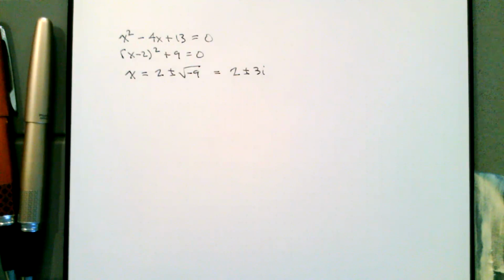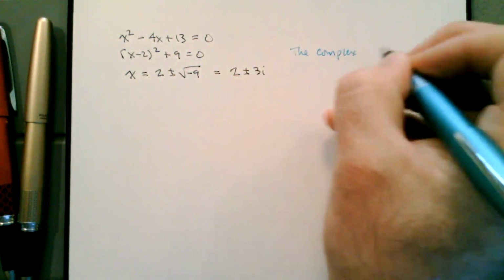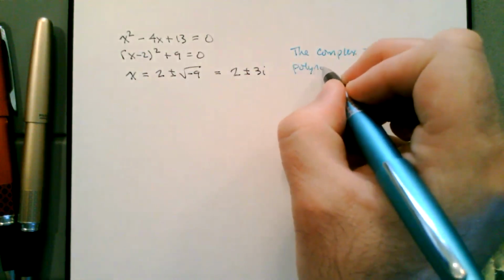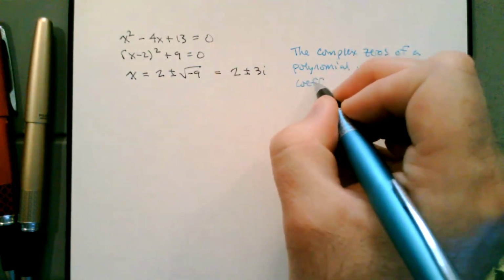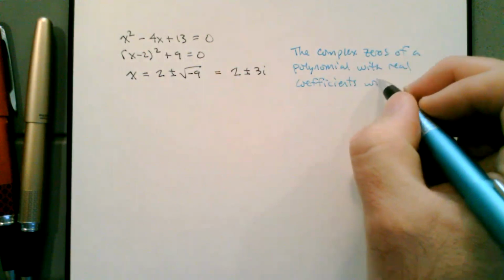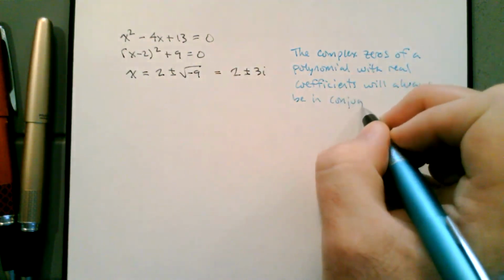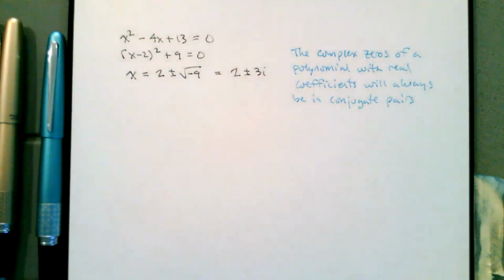Fun fact about quadratic functions: if there are complex zeros to a quadratic function, they will always be in conjugate pairs if the quadratic has real coefficients. So they'll always be in conjugate pairs.